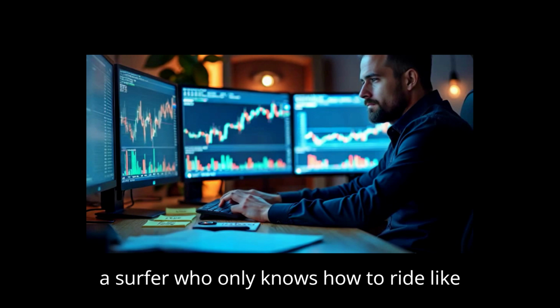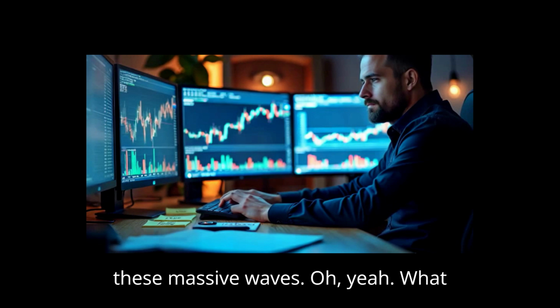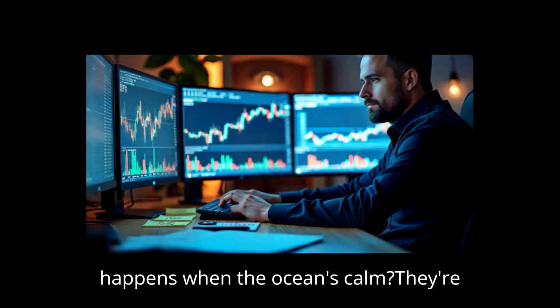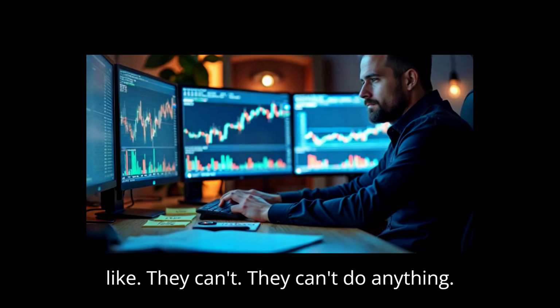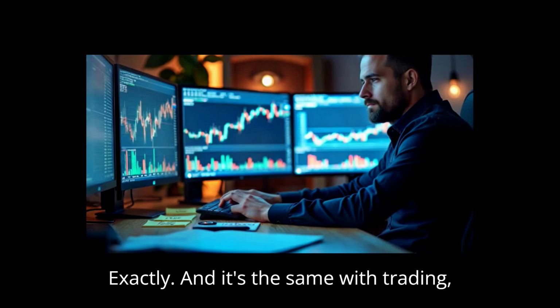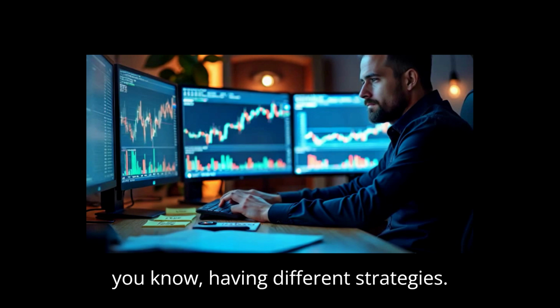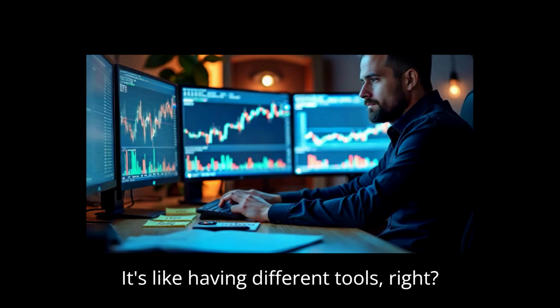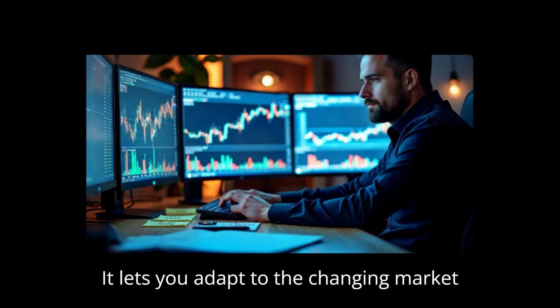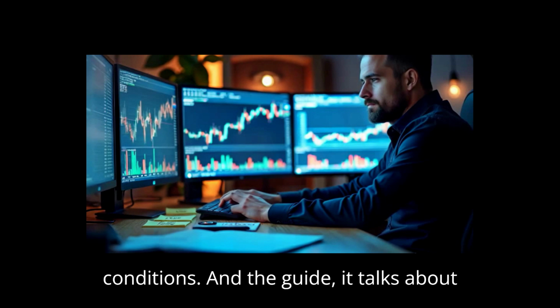Imagine a surfer who only knows how to ride these massive waves. What happens when the ocean's calm? They're stuck on the beach. They can't do anything. Exactly. And it's the same with trading. Having different strategies is like having different tools. Right. It lets you adapt to the changing market conditions.